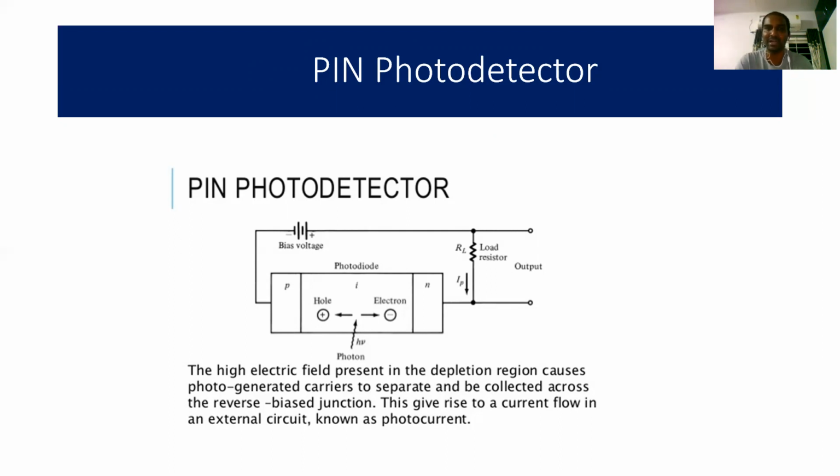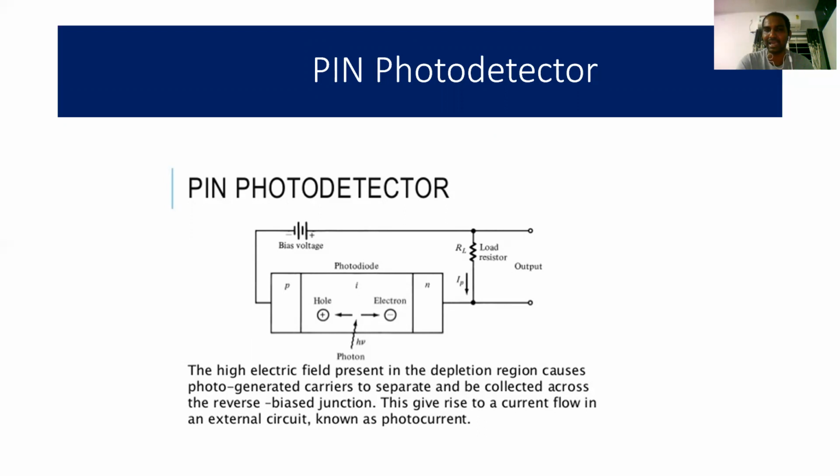but N-type semiconductor. If you know the circuit diagram and operation of the PIN photodetector, in this diagram the high electric field present in the depletion region causes photo-generated carriers to separate and to be collected across the reverse bias junction. This gives rise to a current flow in the external circuit known as photocurrent. That means simply we are converting light energy into current.